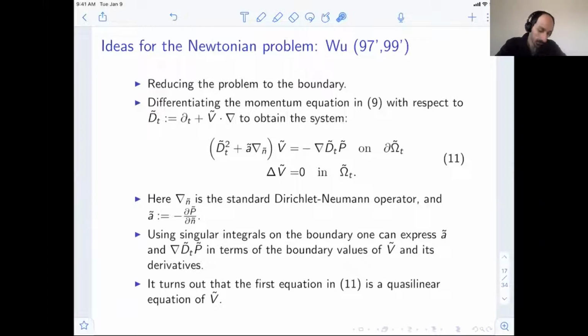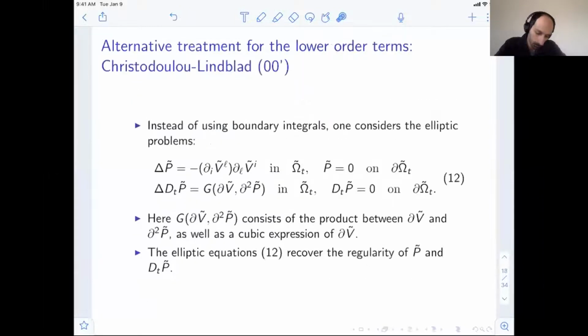On the other hand, if you're just interested in local well-posedness and say you're not able to use singular integrals because you're in a different context, for that particular aspect there was a different approach by Lindblad, which instead of explicitly finding this d_t of the pressure, looked at the elliptic equation satisfied by it and just used estimates.